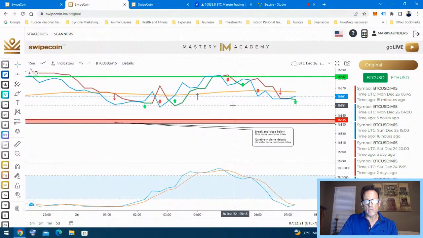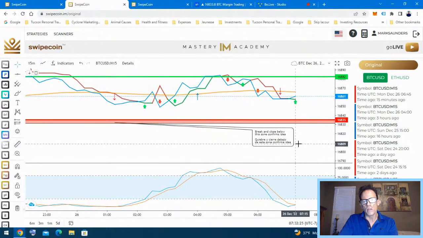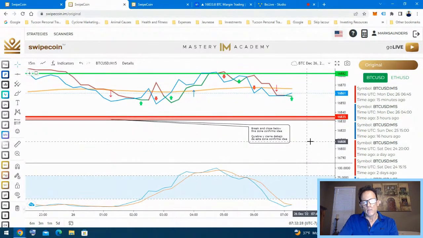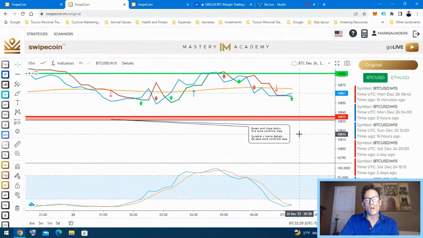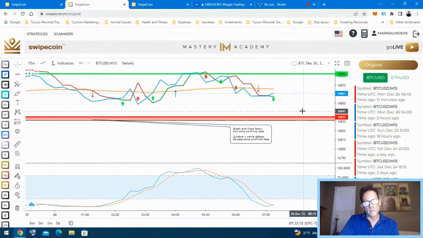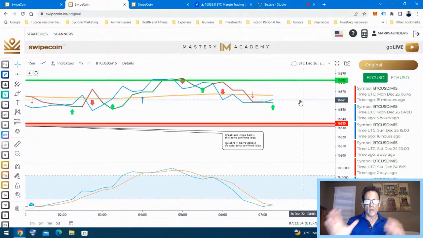On the 15-minute time frame, what is Bitcoin going to do? Is it going to break and close below the idea, or is it going to go up? What we do is we put that Bitcoin in the box. See how it's in a box? And then when it breaks and closes out of the box, we can trade it and have a higher rate of success. All right, that's it for now.